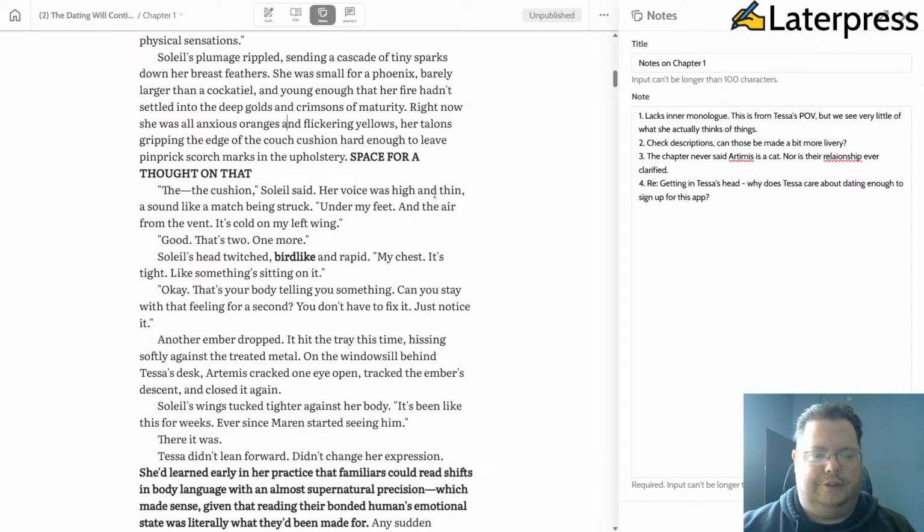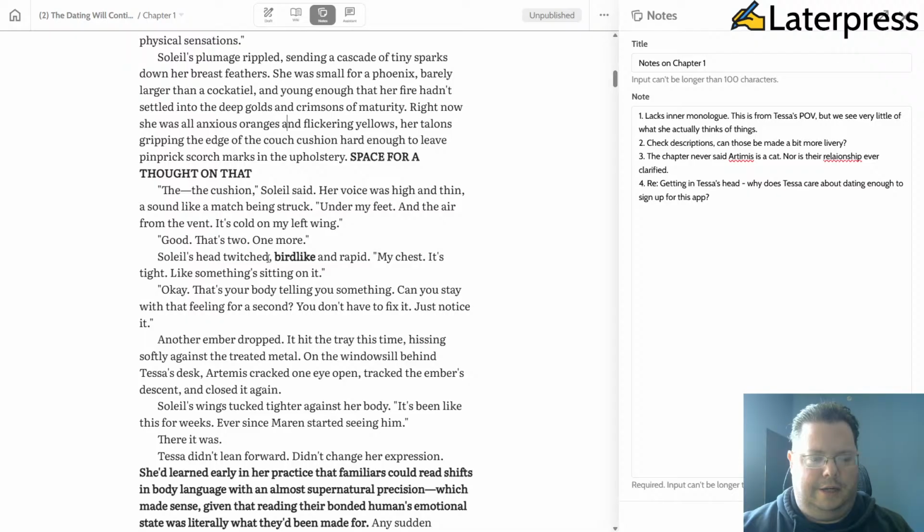"The cushion," Salil said. Her voice was high and thin, a sound like a match being struck. "Under my feet. And air from the vent. It's cold on my left wing." "That's good. That's two. One more, because we need to describe three things." Salil's head twitched, bird-like and wrapped.